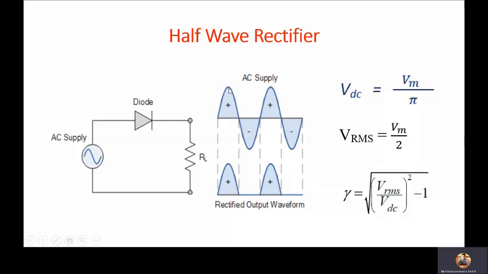Suppose the peak level of the input amplitude is Vm. Then what will be the peak level of the output amplitude? It will be Vm minus Vf, because when the diode conducts, there will be a voltage drop that is considered as Vf. Therefore, this output peak level will be Vm minus Vf.